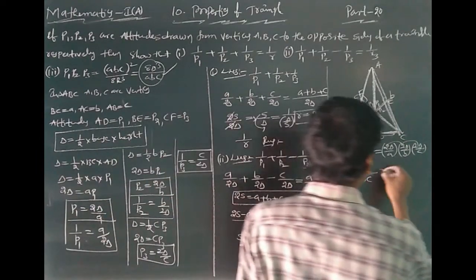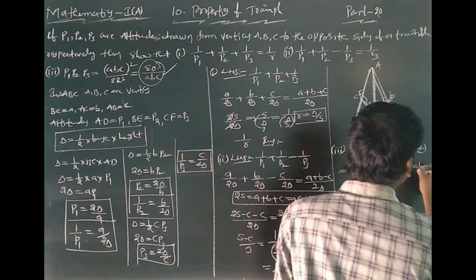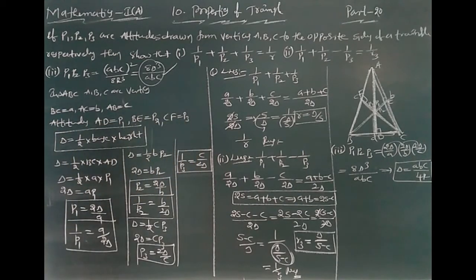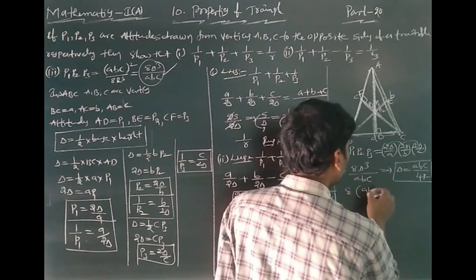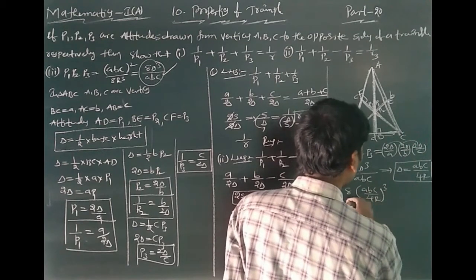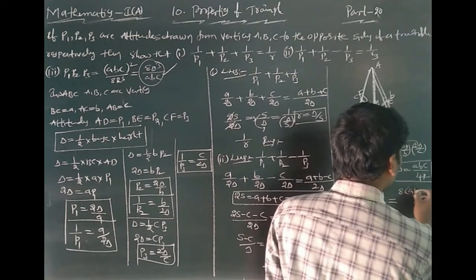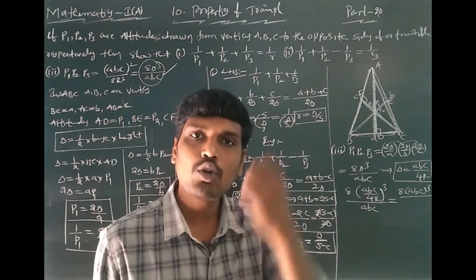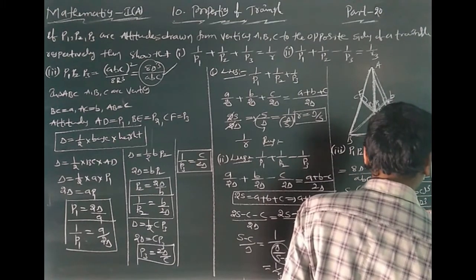One answer is completed: 8 delta cube by ABC. Next, in this answer, you can write delta is equal to ABC by 4R. Formula is there or not there? What is the area of the triangle delta? The 4, 5 formulas are there. In those formulas, one formula ABC by 4R is there. That's why you can write delta value ABC by 4R, whole cube by ABC. This can be written as 8 into ABC whole cube by 4R whole cube, nothing but 4 cube, 64 R cube, by ABC.